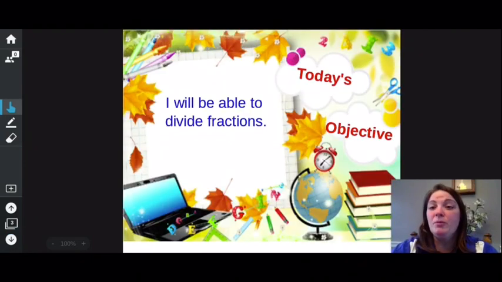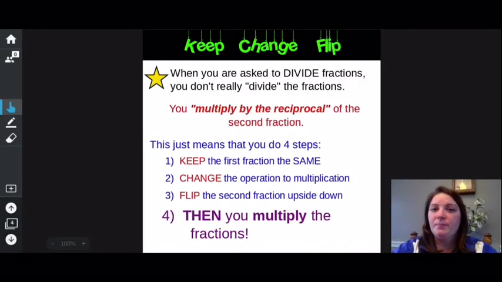Today we are going to be able to divide fractions. When we divide fractions, we're really not dividing fractions. And I know that sounds funny because, when we multiply fractions, we multiply the numerators and we multiply the denominators. But when we divide fractions, we don't actually take the numerators and divide them and then divide the denominators. It doesn't work that way. We're actually going to turn all division problems into multiplication problems.